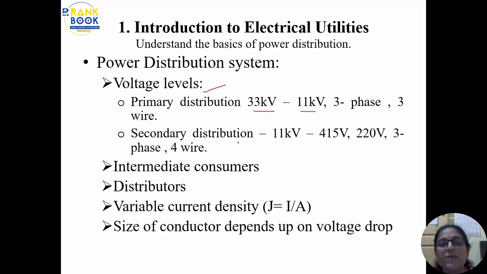And in case of secondary distribution, it may vary with 11 kilovolts, 415 volts, 220 volts, with the 3 phase and 4 wires. So there will be a consumer, intermediate consumers are available here, and distributors are available here. So obviously variable current density is there, and size of the conductor depends upon voltage drop.